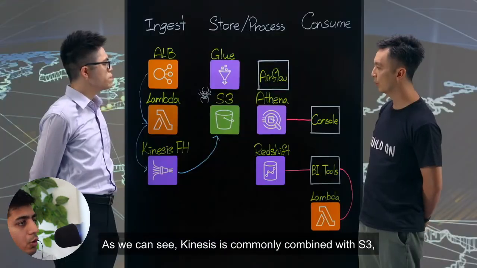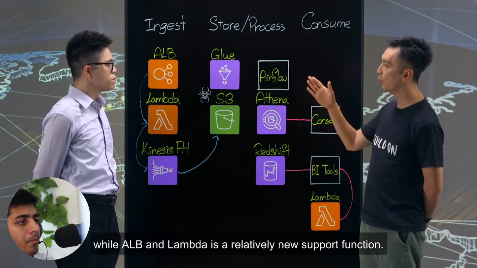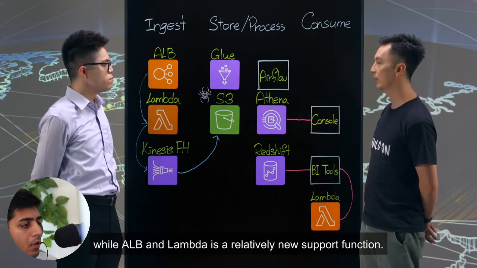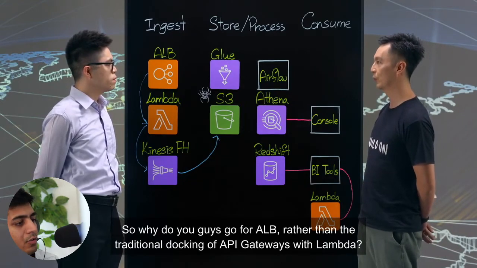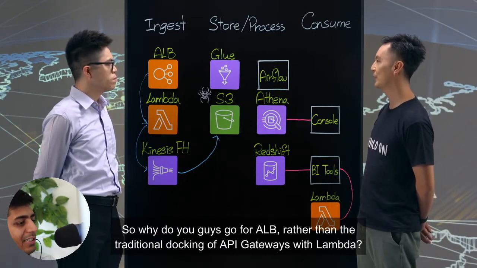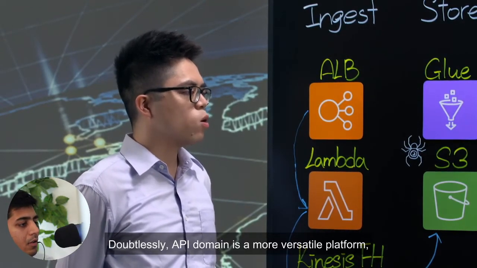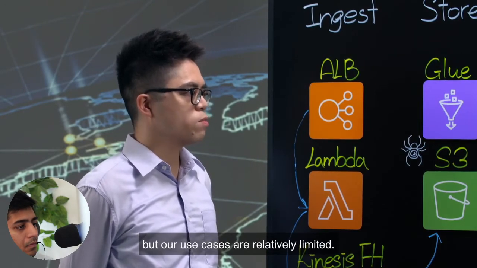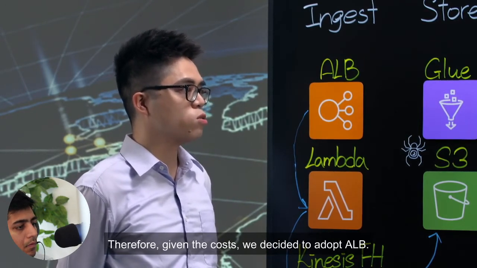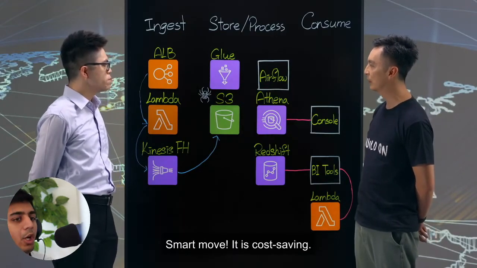Then you have your Glue, the same common combination with S3. Oh, he did ask why they considered ALB rather than a traditional API Gateway with Lambda. Yup, that's the question. API Gateway is a more feature-rich platform, but their use is fairly simple, so in the end, for cost considerations, they opted for ALB. A very smart choice! Oh, so for cost savings, he opted for ELB instead of API Gateway.